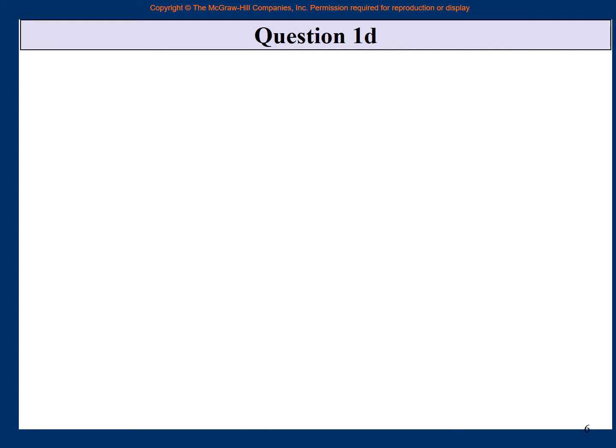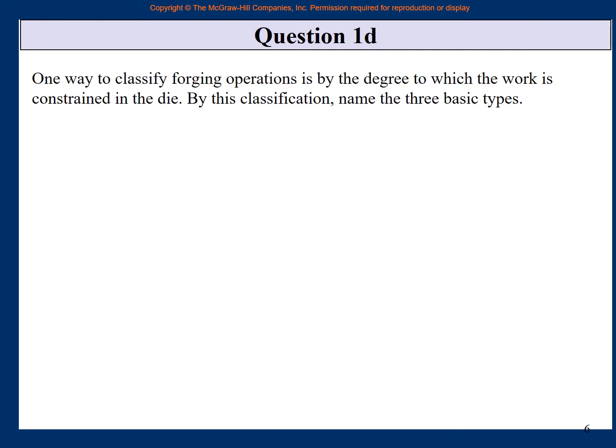Question 1D now. One way to classify forging operations is by the degree to which the work is constrained in the die. By this classification, name the 3 basic types.